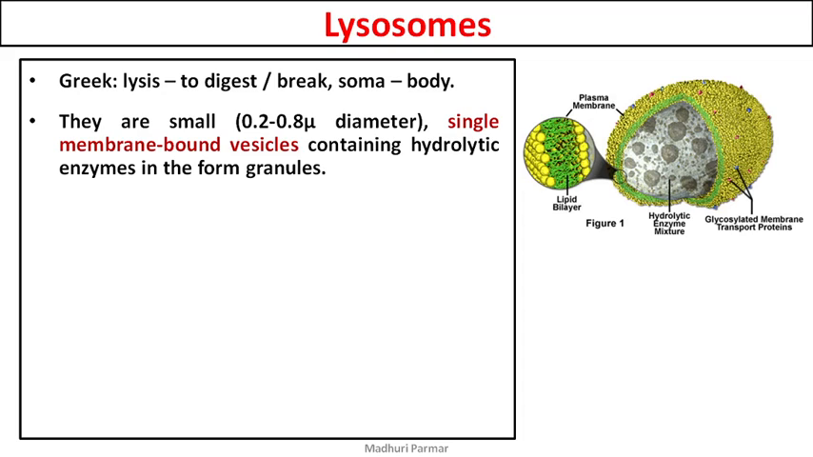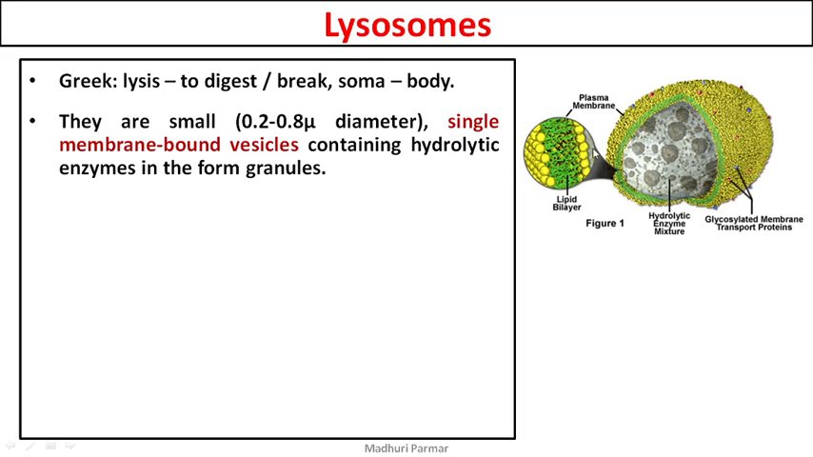They are single membrane bound vesicles. They have only one membrane. Now, a lot of students may sometimes confuse between a single membrane and a lipid bilayer. Single membrane means it will still have the lipid bilayer. It does not mean only one layer of lipids. Single membrane means it has only one lipid bilayer, not many.